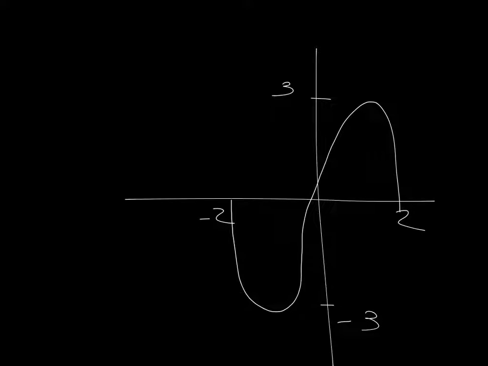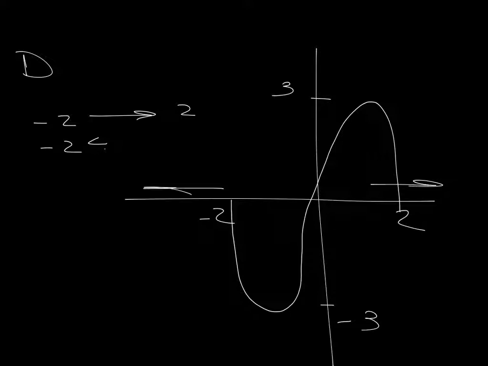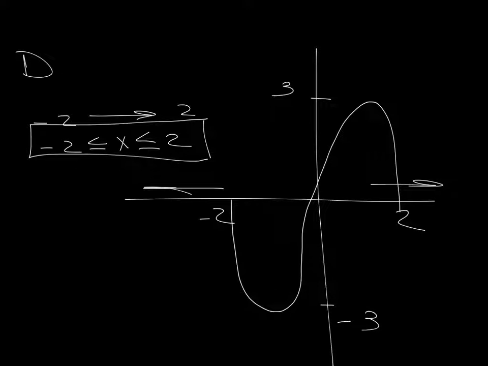Okay, so the domain means how far to the left or right does the x value go? Well, it stops at -2 and it goes to +2, right? Doesn't go any further. So what you would do is write -2 is less than or equal to x, which is less than or equal to 2. That shows that the domain, the value for x, is somewhere between here and here. It doesn't go past 2.